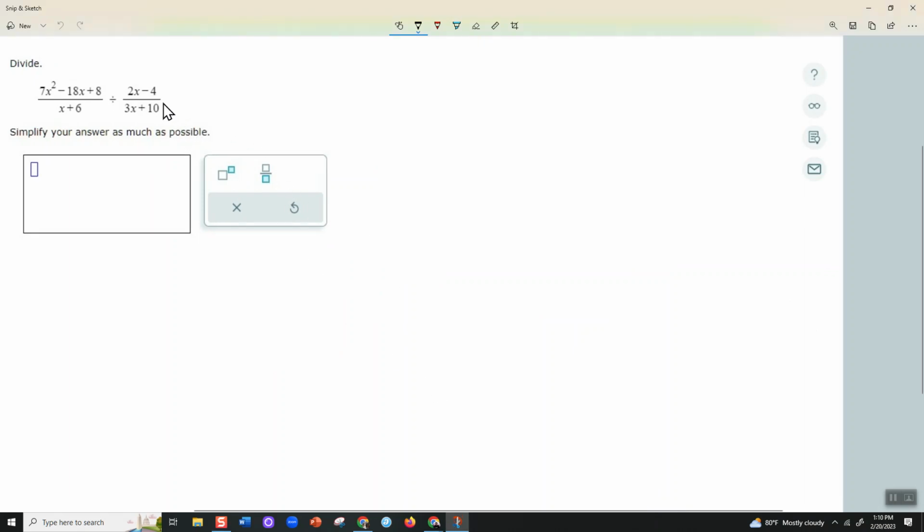Okay, another one here. I'm going to factor the top. Some of you may like to do the method where you multiply the first and the last. I am more of a guesser and checker. I just think it saves time, so I do it that way. But let me rewrite it.